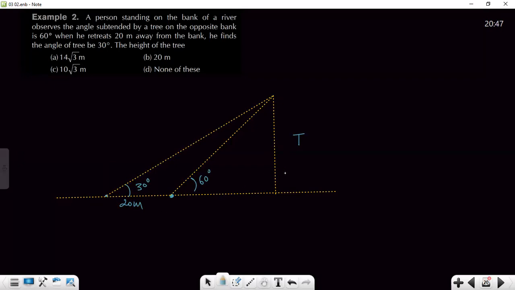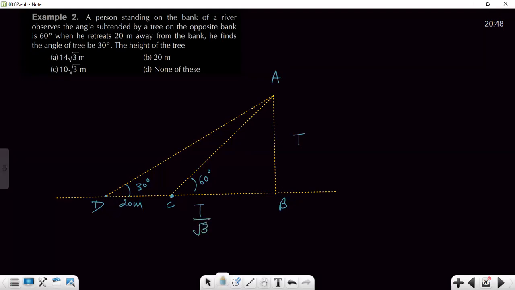Let me name all the points. So first, let's consider the triangle ABC only. The base will be perpendicular into cot of theta, which is cot 60. What is the value of cot 60? 1 by root 3. So t into cot 60 is t into 1 by root 3, which is t by root 3.